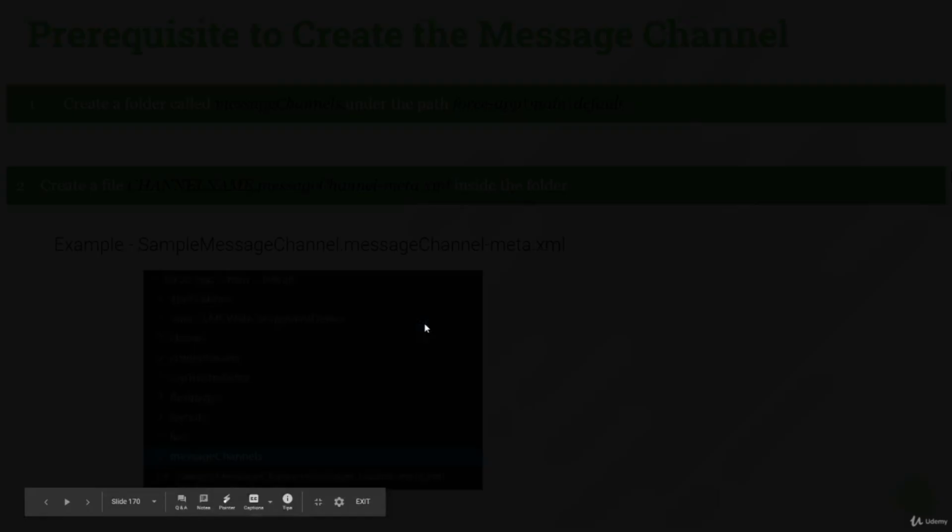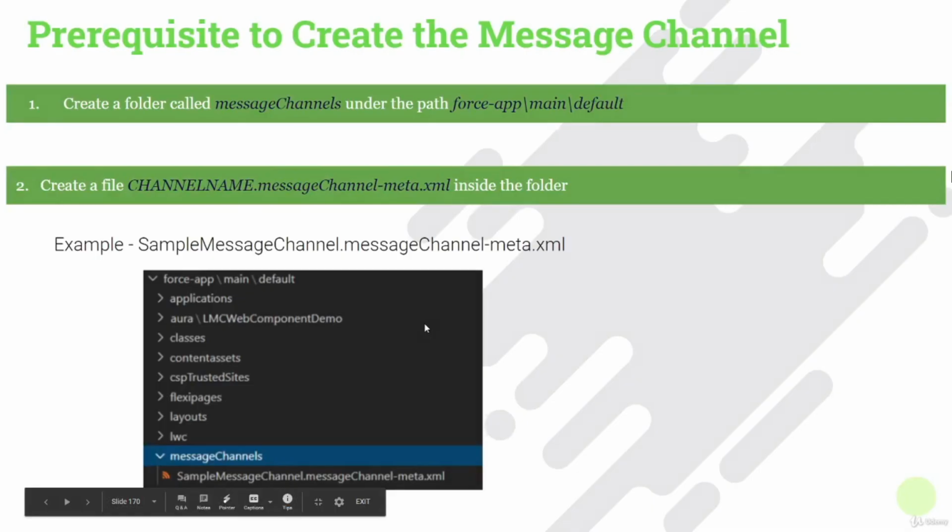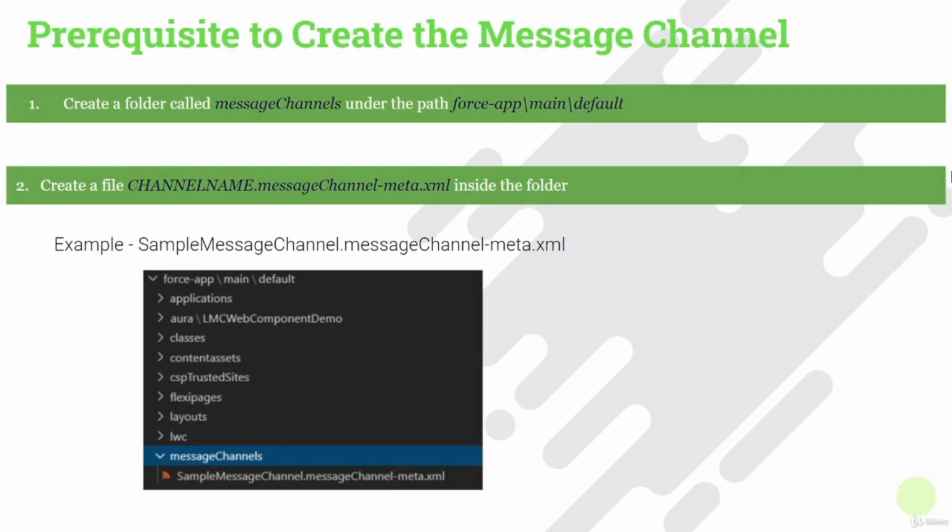So let's see how we can set up this Lightning Message Service in our project. There are some steps and we have to follow these steps very carefully. The first step is we have to create a folder called messageChannels, and that folder we have to create under the path force-app/main/default. So let's go to our VS Code and create a folder under force-app/main/default.